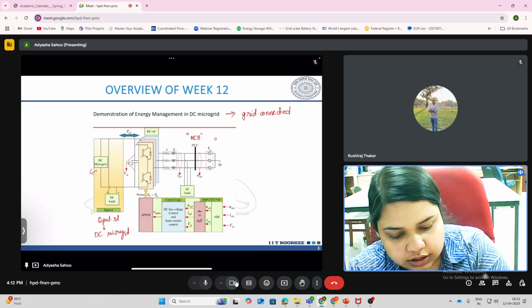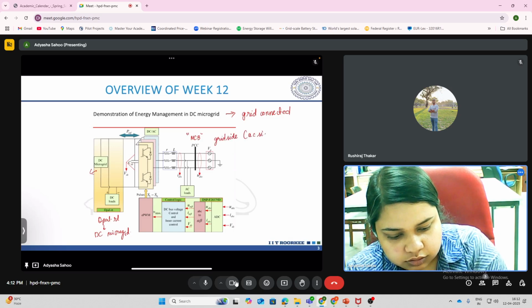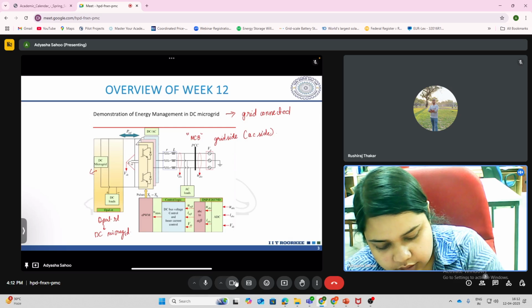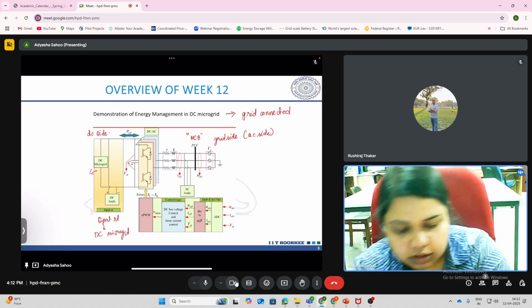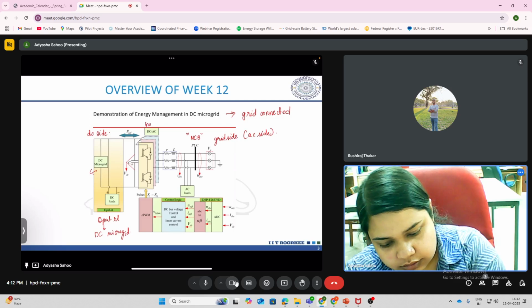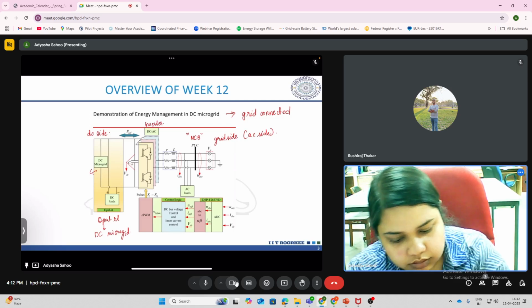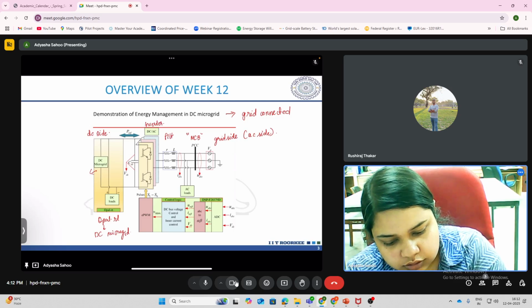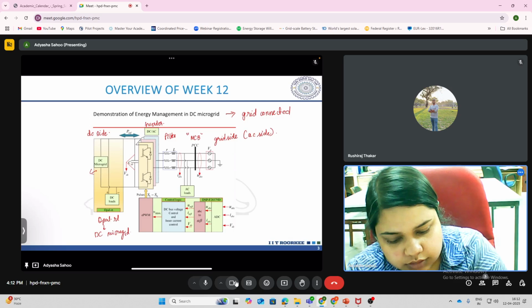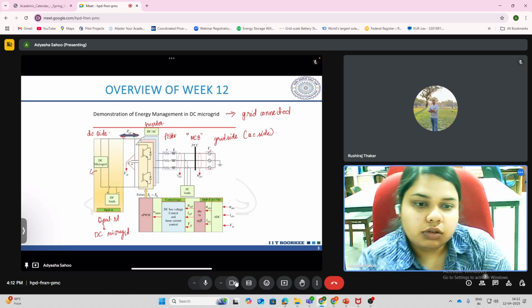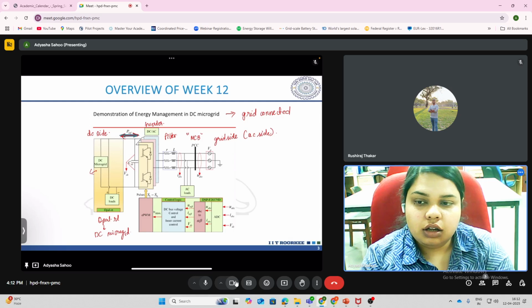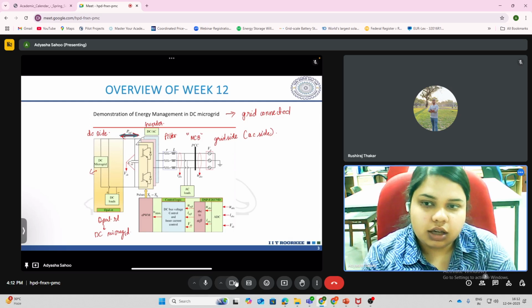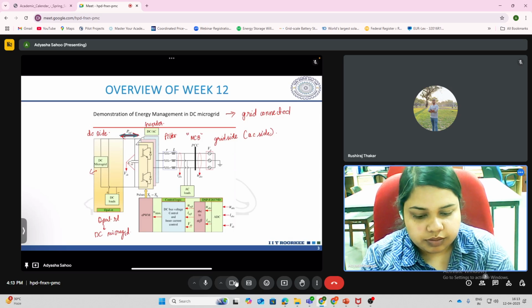Then you have the grid side here, which is the AC side, and you have the DC microgrid, which is the DC side. Between them, you have the converter, a DC to AC inverter, connected through a filter to the AC side. Here bidirectional power flow is possible, as we have seen, depending upon the condition of generation and load in the DC microgrid. So it can either inject or absorb power from the AC side.